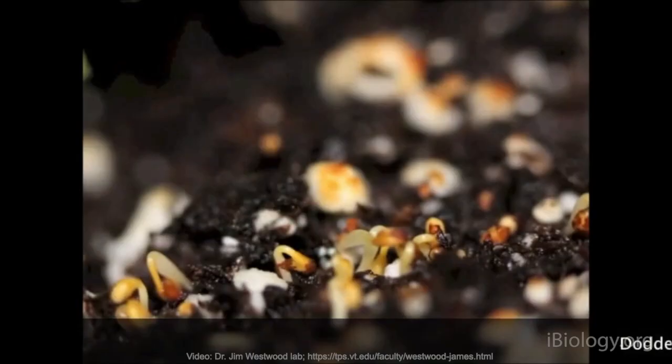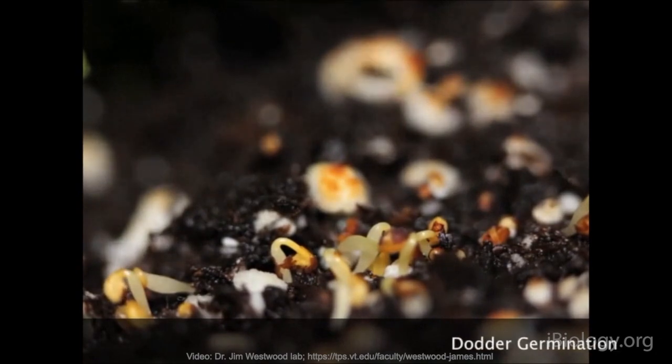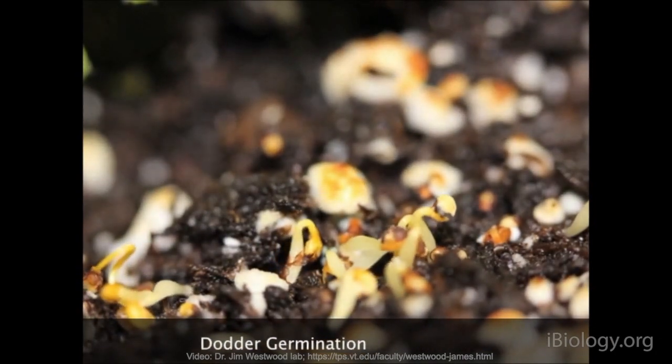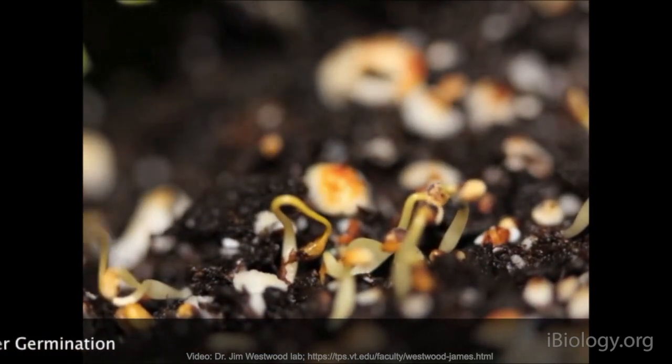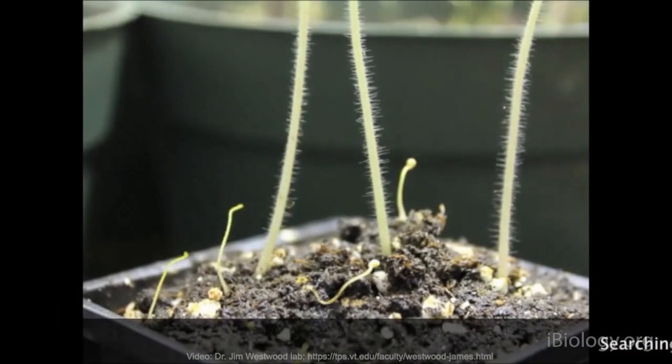So now let's take a look at an amazing video of one of those parasites, dodder, as it goes through its life cycle. This video comes from the lab of Dr. Jim Westwood, who is a professor at Virginia Tech. And you'll see a time lapse of dodder's entire life cycle, really. So here, it's germinating, and the parasite seedlings are growing up above the surface of the soil. Pretty soon, you'll see them seeking out a host.